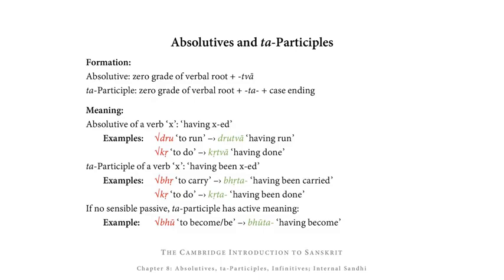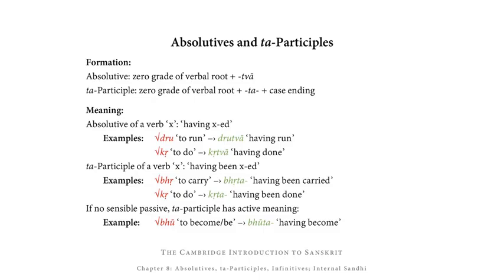Concerning these non-finite verb forms, there are three things we need to look at, namely how they're formed, what they mean, and how they're used. First of all, formation. Absolutives are formed by taking the zero grade of a verbal root and adding tvā. Ta participles, on the other hand, are formed by taking the zero grade of a verbal root, adding ta, and then adding a case ending.